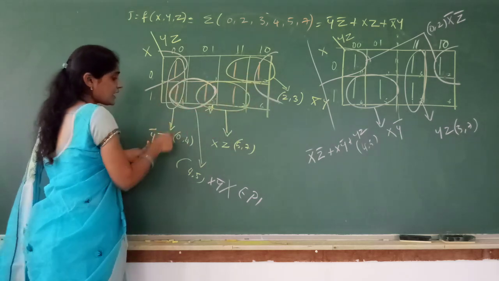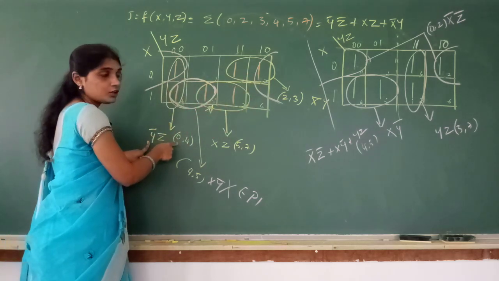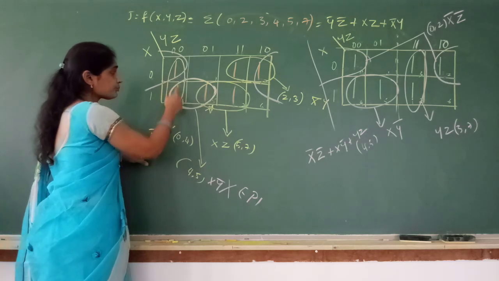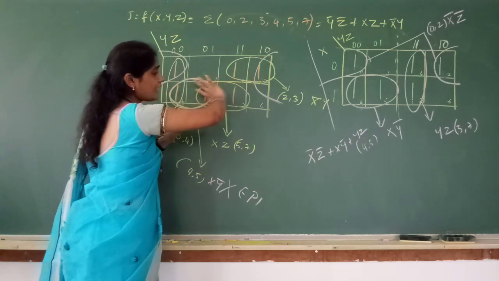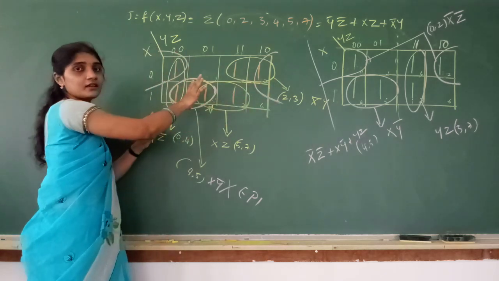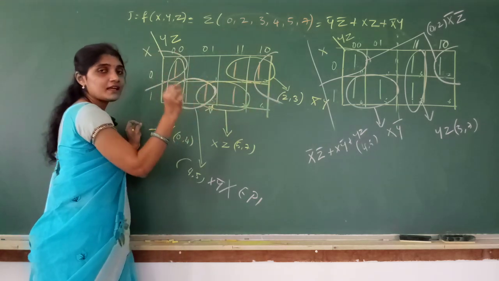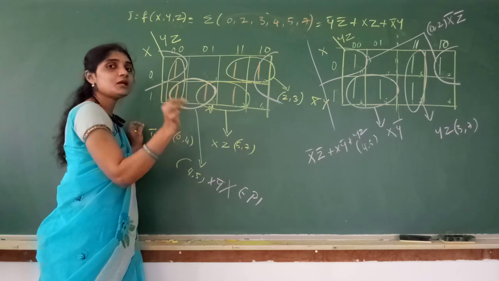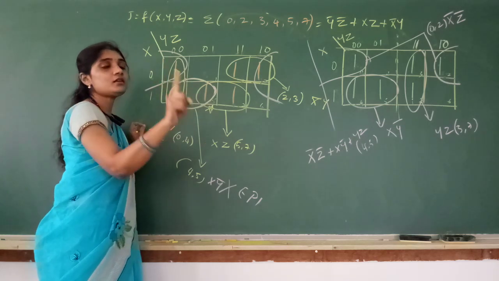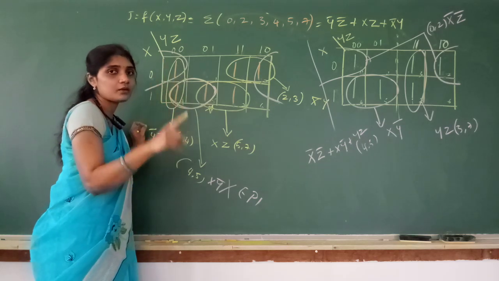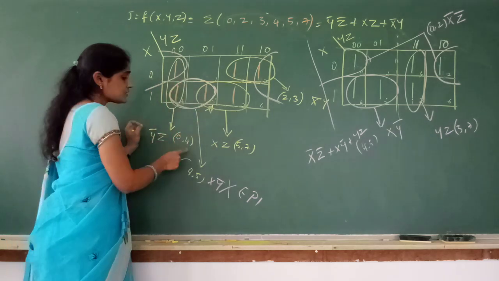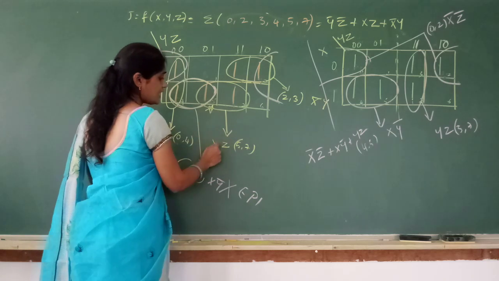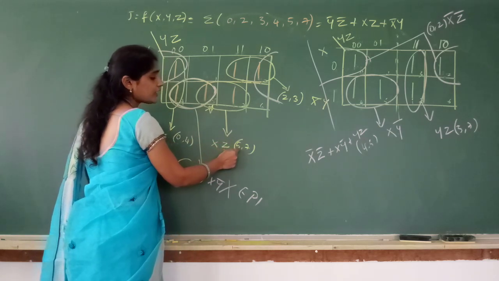This is the first grouping I had done, 0 and 4. Remember, you can go back and check. When I grouped 0 and 4, these 0 and 4 were not being covered by any of the groupings. That was unique. So EPI, essential prime implicant, means in that particular grouping, at least one unique min term should be there. At least one. Maximum number can be anything. So 0 and 4 both are unique. So this is an EPI. Similarly, XZ that I had got when I grouped 5 and 7.